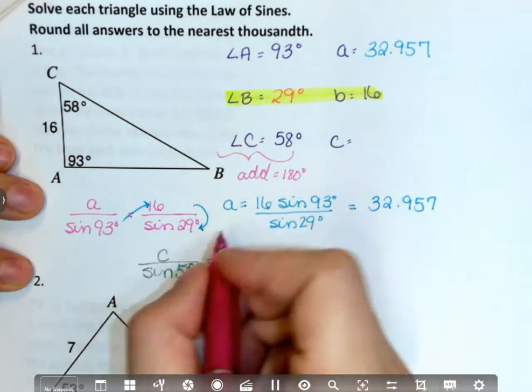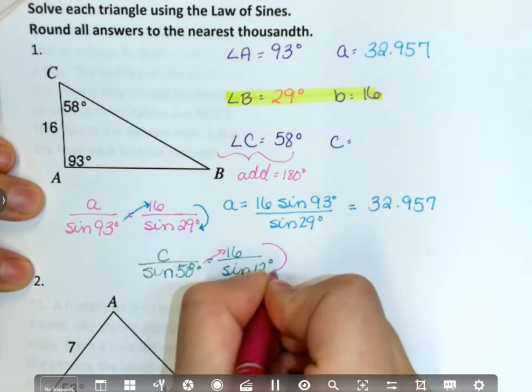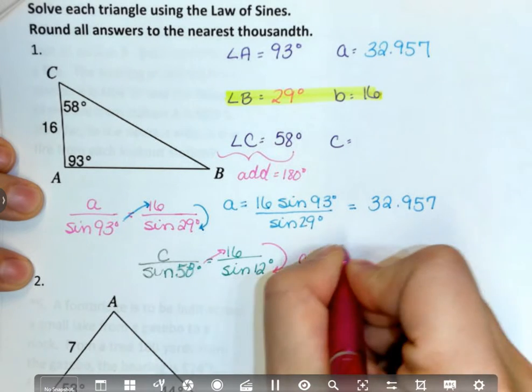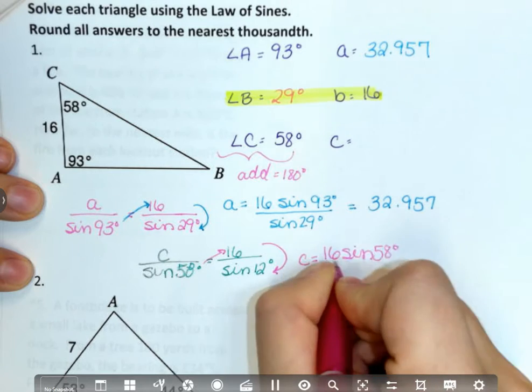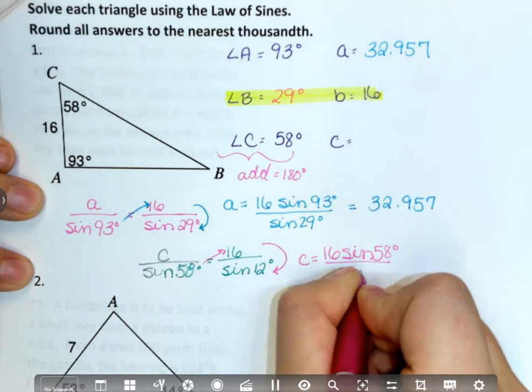And again, I'm just going to multiply and divide. C will be 16 times the sine of 58 degrees divided by the sine of 12 degrees.